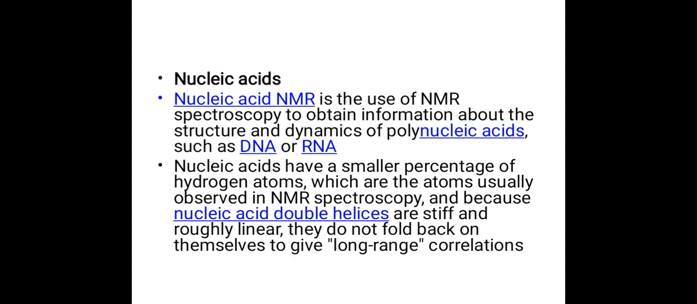Nucleic acids have a smaller percentage of hydrogen atoms, which are the atoms usually observed in NMR spectroscopy, and because nucleic acid double helixes are stiff and roughly linear, they do not fold back on themselves to give long-range correlations. NMR can be used to determine local structural features such as glycosidic bond angles, dihedral angles using the Karplus equation, and the sugar pucker conformations.